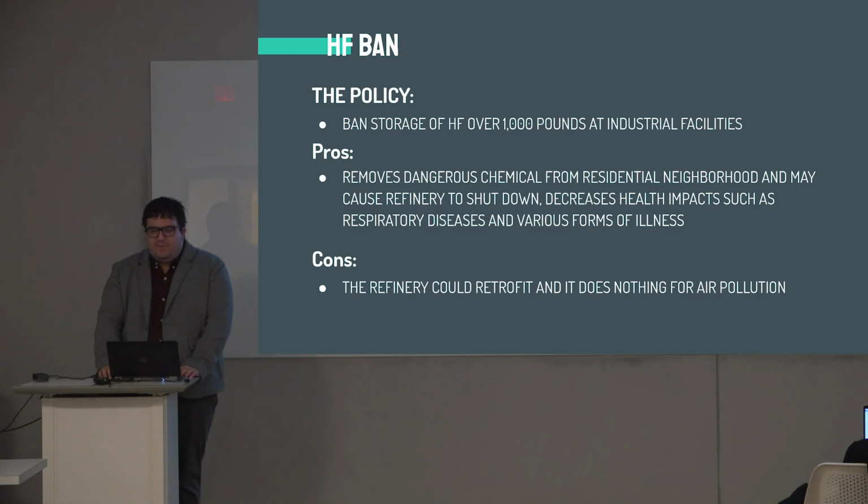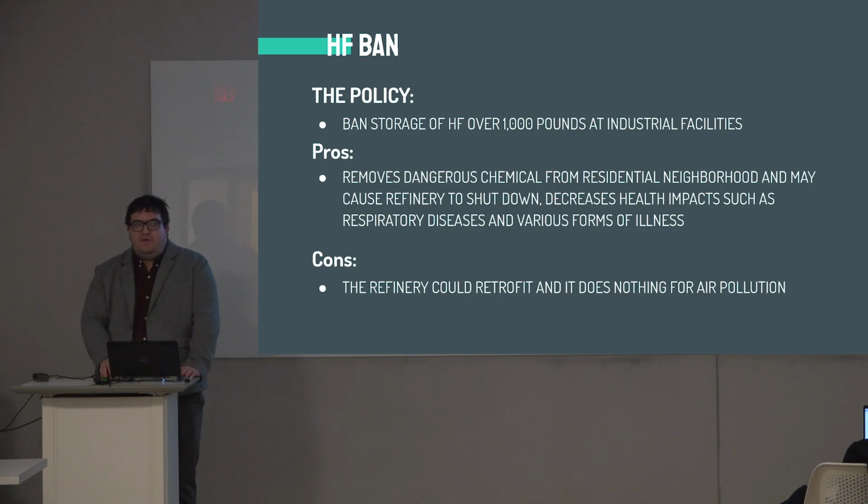The last proposal that we considered was an HF ban, a hydrofluoric acid ban, in which storage of hydrofluoric acid over 1,000 pounds at industrial facilities would be banned. For matter of reference, a gallon of water is about 8 pounds. At 1,000 pounds, the EPA, the Environmental Protection Agency, mandates a risk management plan. So we identified this as a good cutoff point for how much we wanted in our communities.